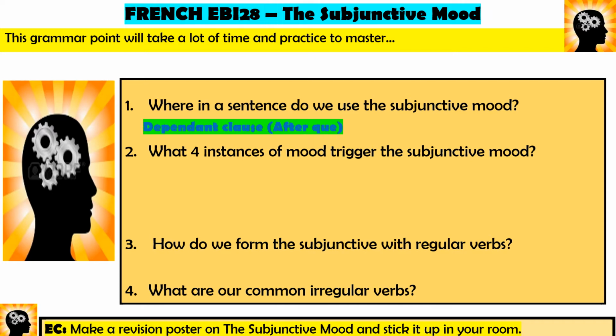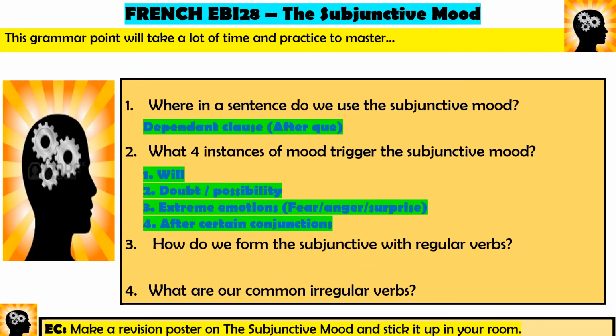Number 2, what 4 instances of mood trigger the subjunctive mood? You've got to know these off by heart. They are verbs of will and desire and a strong feeling of want, doubt or possibility, extreme emotions like fear or anger, and then just after certain conjunctions that make it subjective, like bien que, quoique, etc. Et voilà, so these are the 4 one more time. Will, like if you really strongly want something, think about elle veut que je l'épouse. Doubt or possibility, extreme emotion, and certain conjunctions.